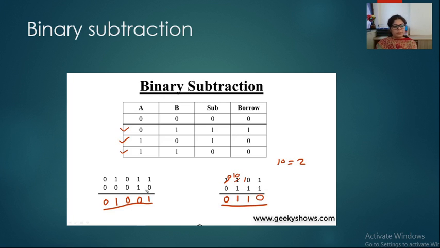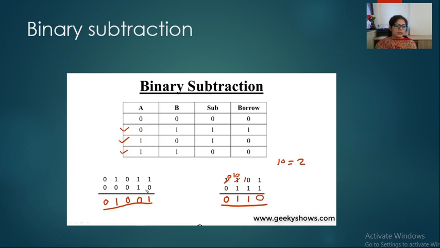Next topic is binary subtraction. As we have studied binary addition, now we have to study binary subtraction. So how do we subtract binary numbers? Let's start with this. Again, I have taken a combination of 2 bits, that is 2 raised to power 2, and there are a total of 4 combinations. Now we will see how we have to subtract and what we'll get after the subtraction.